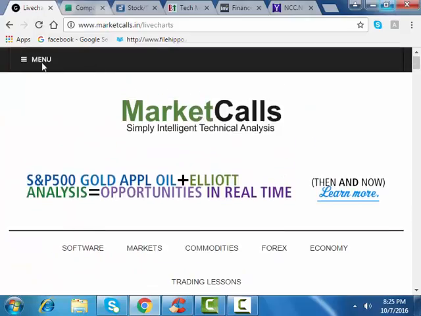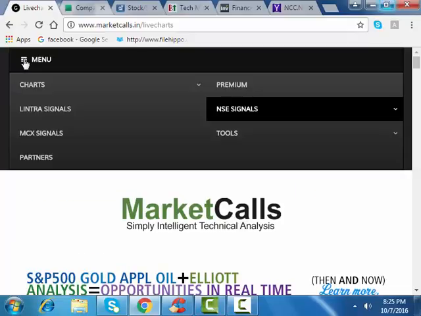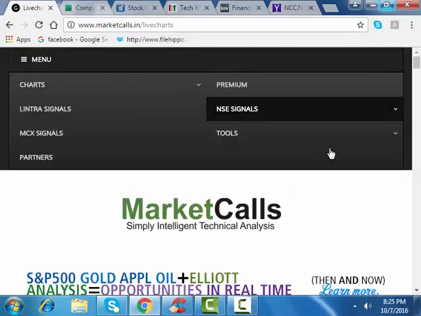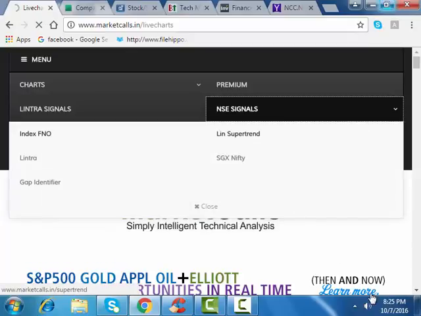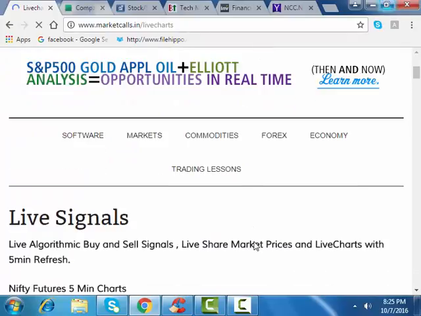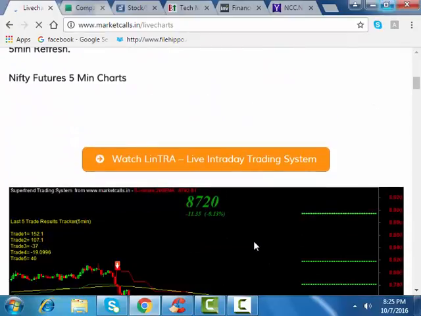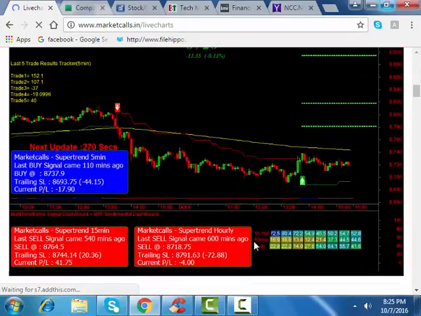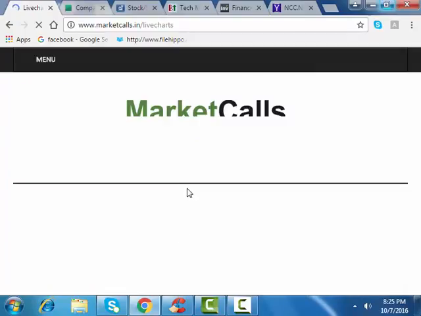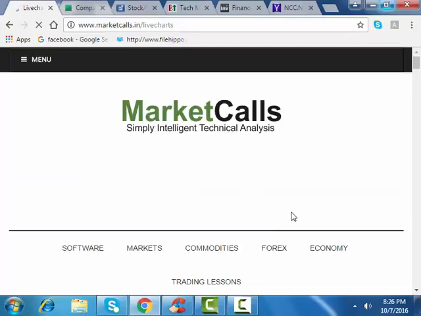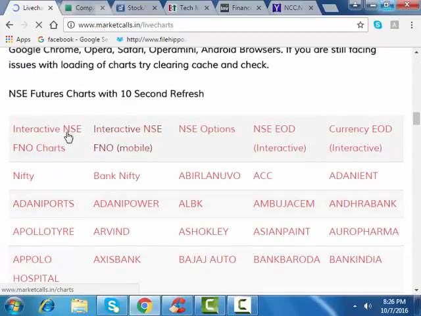Next website is Market Calls. It is a very important website. On this website you can see daily charts. Every 5 minutes it will be refreshed. So open NSE signal. It will show you charts like the Nifty chart. Open. 8720 is the price and it is in uptrend. Three green lines indicate that it is in uptrend.